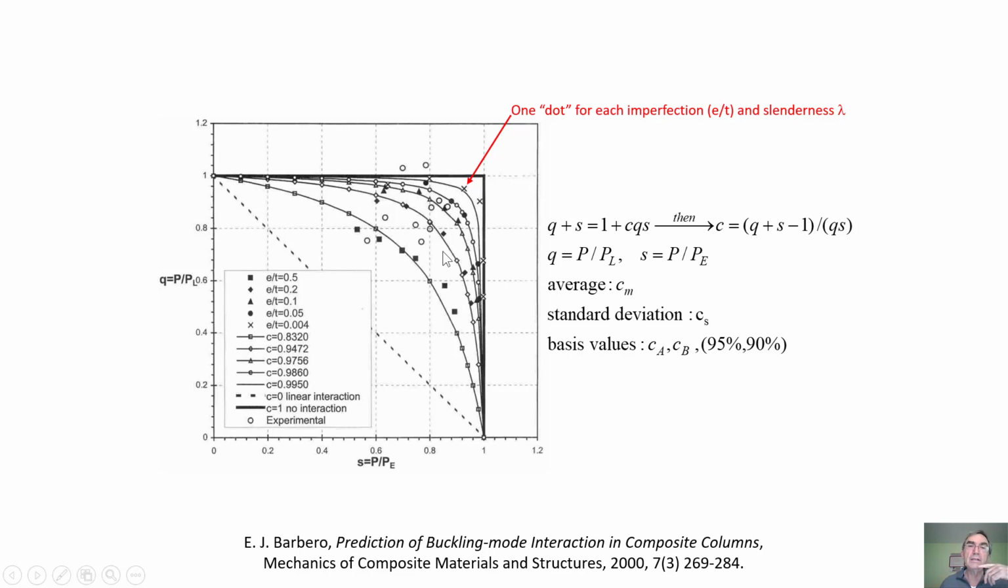So whether it's experiments or simulation, I put all these imperfections in, and then I can fit a curve. The curve is given by this equation, Q plus S equals 1 plus CQS, and here's the famous C. Q and S I know, because I have the data to get Q and S. So I can calculate C, yes? I can calculate C for each simulation point or for each experimental data point that I have.